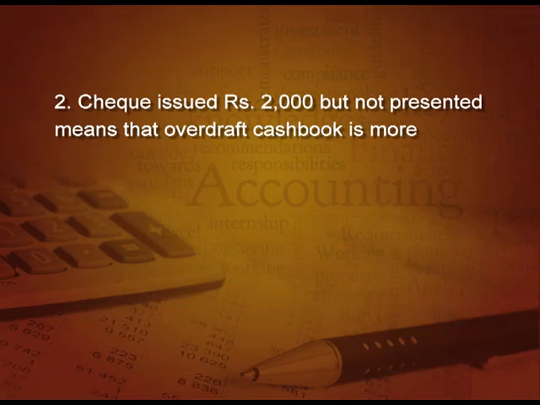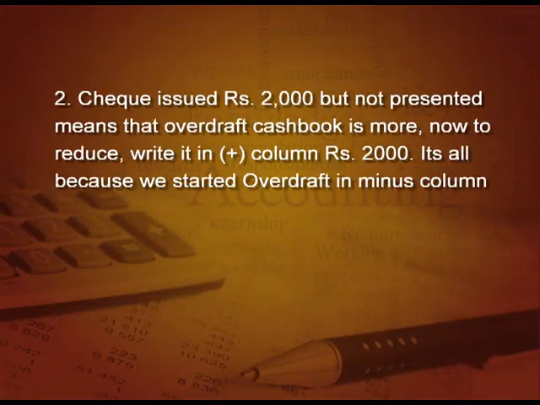Coming to point number 2, check issued 2,000 but not presented means that overdraft in the cash book is more, because when you issue a check, you decrease the cash book balance or increase the overdraft. So, now this is a case of overdraft. So, our overdraft in cash book is more. Now, what we will do? Reduce, but write it in the plus column, because overdraft is in minus column, and if we write it in add column, it will reduce.